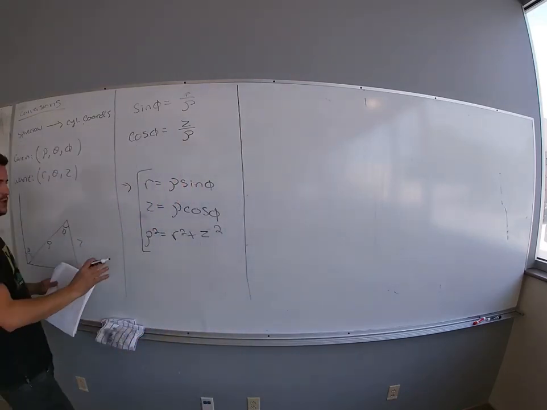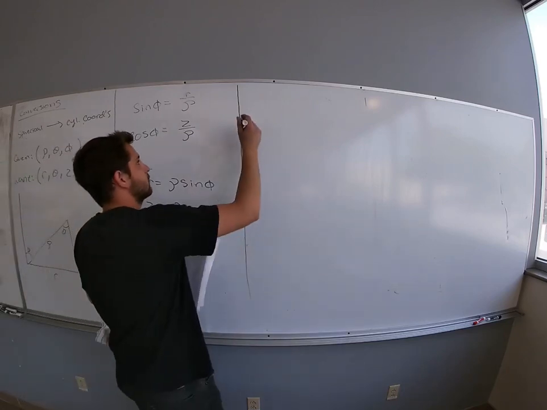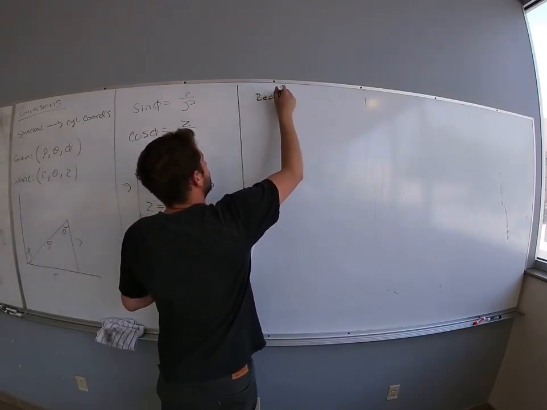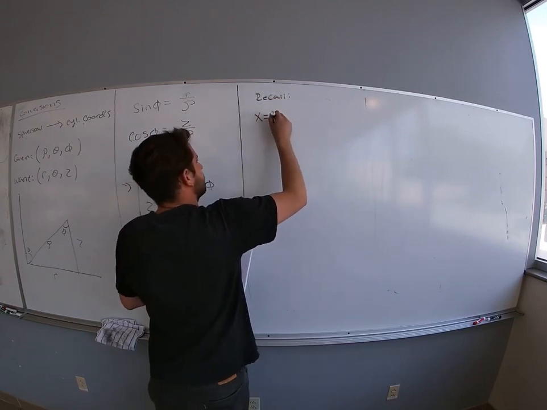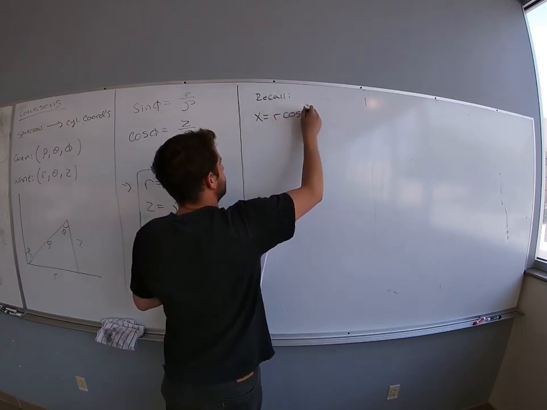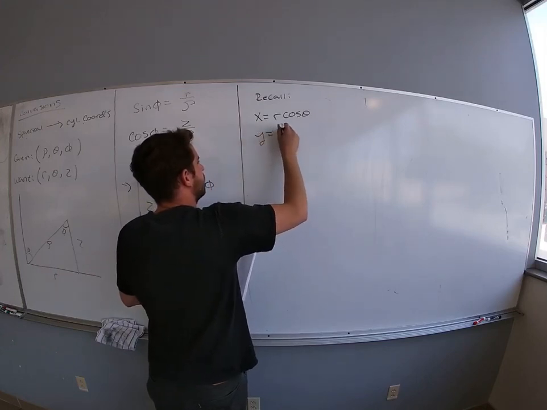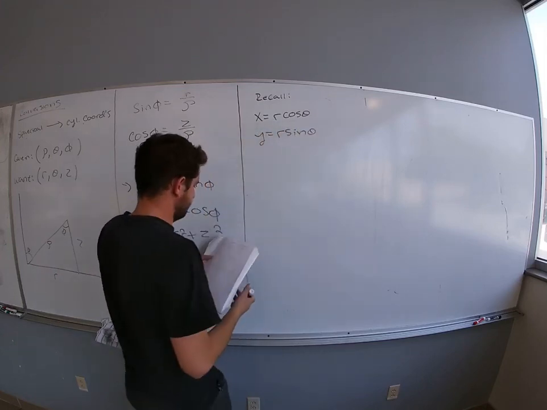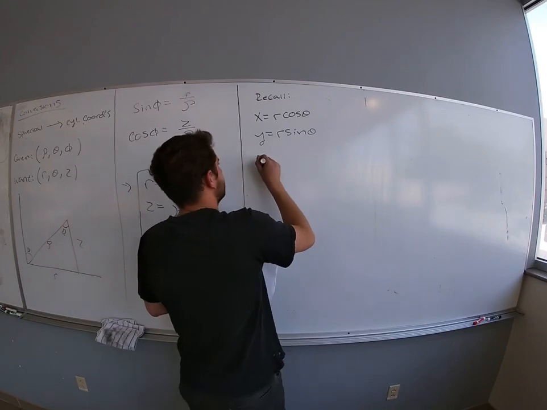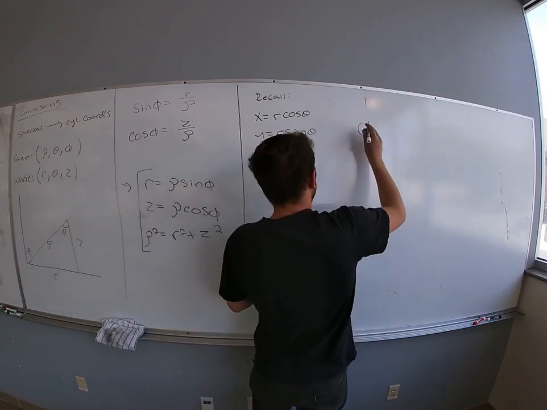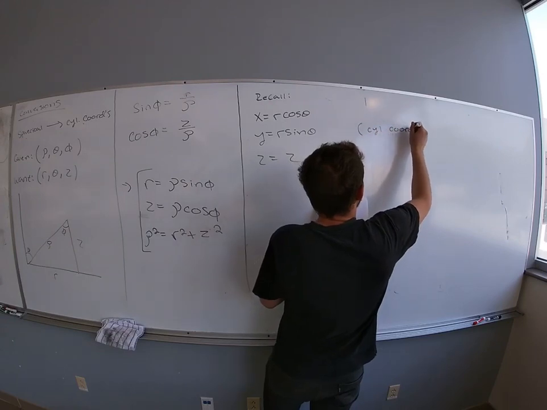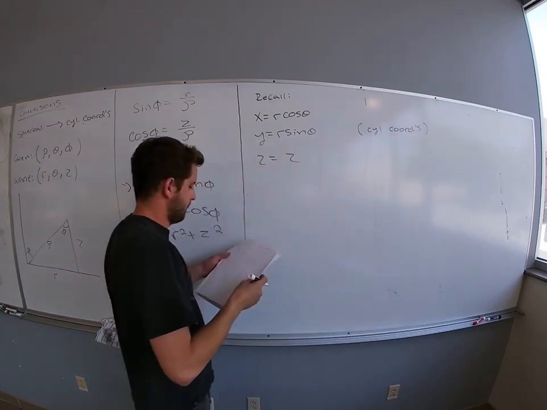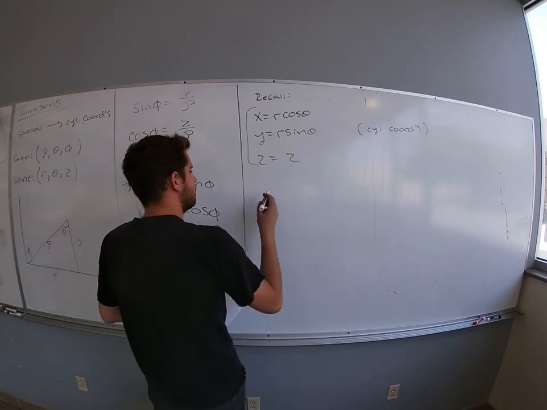Let's just take the work that we just did and expand upon it, okay? So let's recall. We know that x is r cosine of theta, correct? And I know that y is r sine of theta, correct? Okay, and z is just z. This is for cylindrical coordinates. Okay, so we have this, let's just plug it in.